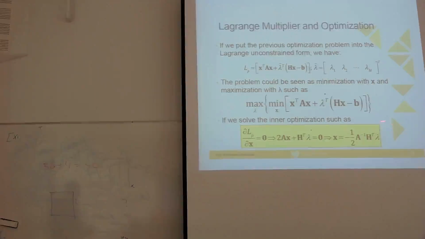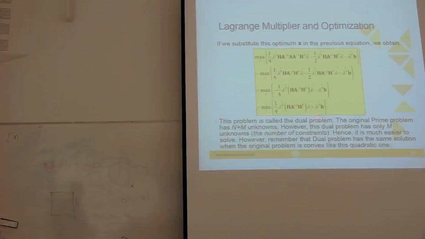Okay. Now we substitute this into the original function. When we substitute this in the original function, you can see that we get to maximize minus 1/4 lambda transpose H A inverse H transpose times lambda minus lambda transpose times p. Because we have a negative here, maximizing the negative is like minimizing the positive. So it will be minimizing over lambda this function. And you can see in this function, x disappeared. We don't have x here. So it means that we need only to optimize with respect to the Lagrange multiplier only.